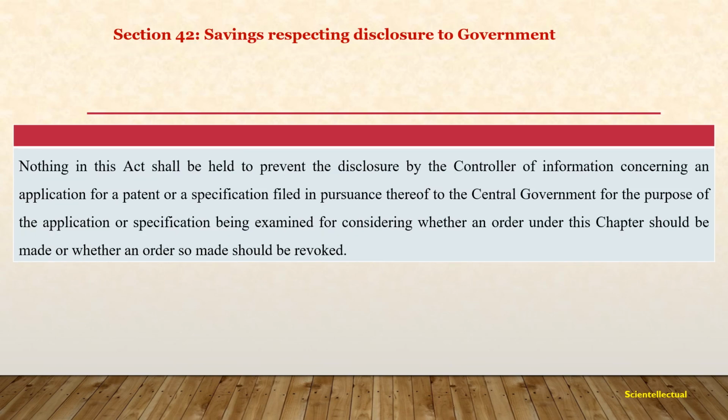Section 42. Savings respecting disclosure to government. Nothing will prevent the disclosure by the government of any information regarding the patent application to the central government, to examine whether the patent application is related to the secrecy direction, or if any secrecy direction was made, whether it is to be revoked.